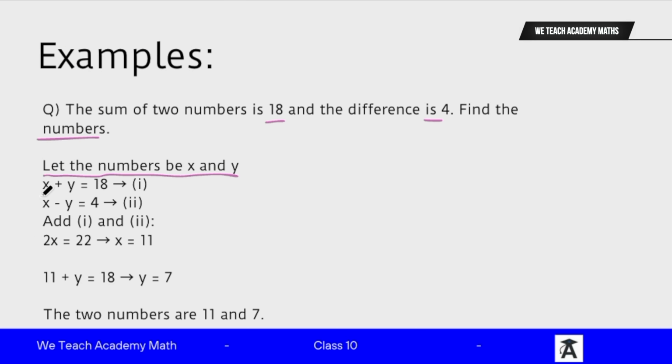When you let the numbers be x and y, you form two equations, equation 1 and equation 2. When you add both of them, this is basically the elimination method. On adding them, you get 2x is equal to 22, and the 2 gets cancelled on both sides, so you get x is equal to 11. For y we substitute in any one of these equations and we get 11 plus y is equal to 18. Taking 11 to the other side, we get y is equal to 7. Hence the final answer is that the two numbers are 11 and 7.